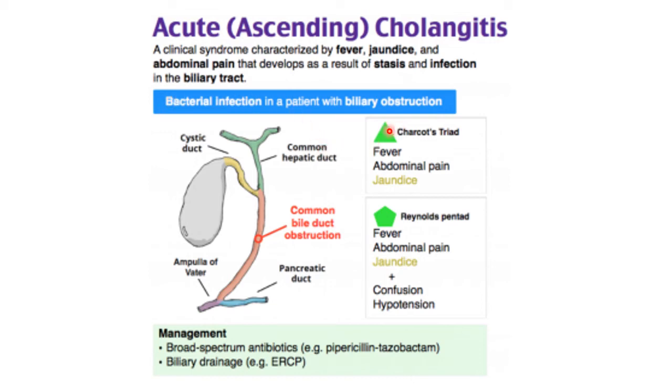The common symptoms are Charcot's triad: fever, abdominal pain, and jaundice. If the condition is severe, with secondary infection and sepsis, then the patient may also have two additional symptoms: confusion or mental derangement, and hypotension, which together are known as Reynolds pentad. The treatment is urgent emergency treatment: broad spectrum antibiotics and urgent biliary drainage, for example using ERCP procedures.